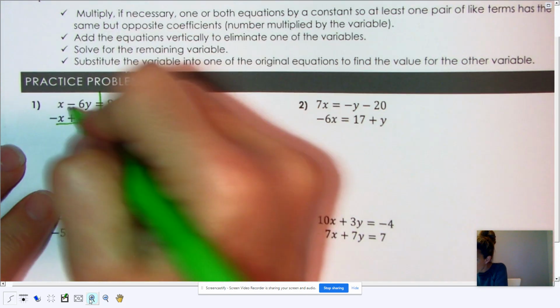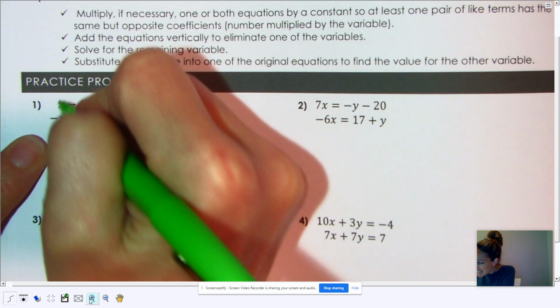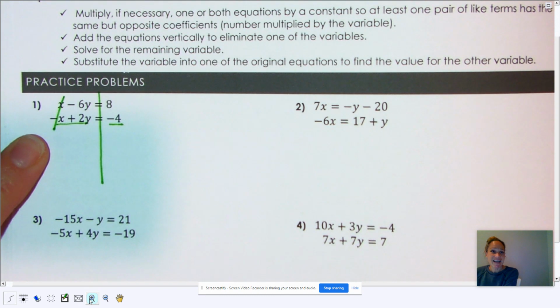okay? So a positive x and a negative x, what happens to those? They cancel, okay? The x's are eliminated. This method is called the elimination method because it eliminates one of the variables, okay?